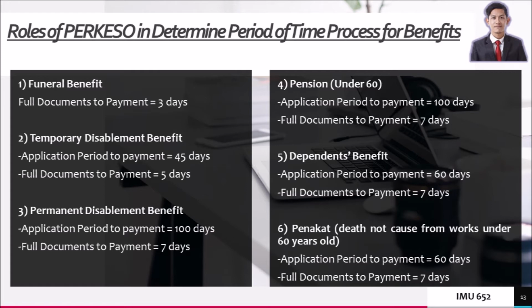Next, the role of Perkeso in determining the period of time for processing benefits. Actually, there is a period of time in the process of claiming the protection money. The duration of the claim process varies depending on the benefit or scheme involved. There are 6 benefits stated in the slides. All payment terms are based on the status of the contributor's application, which is application status and complete document status.